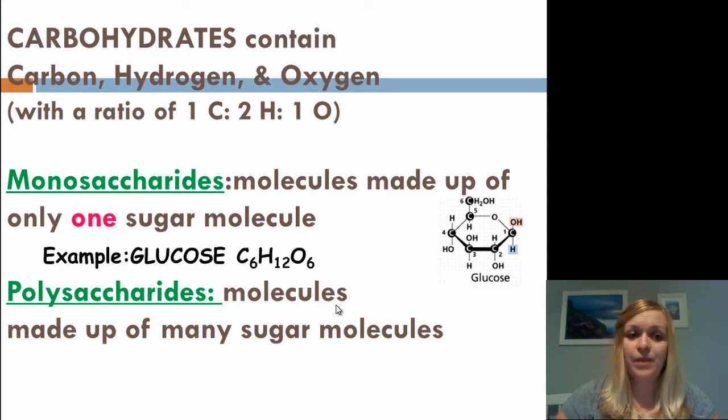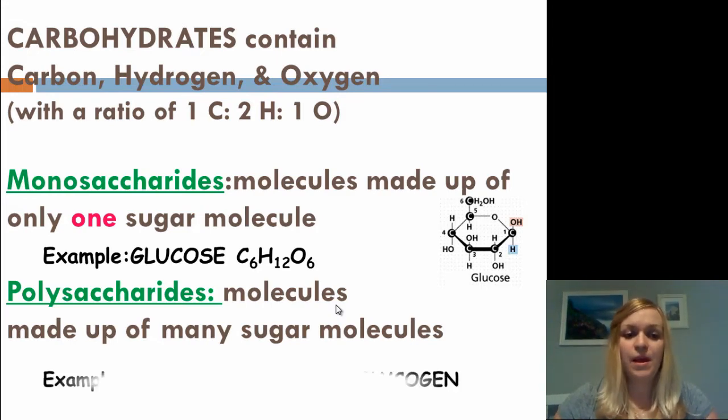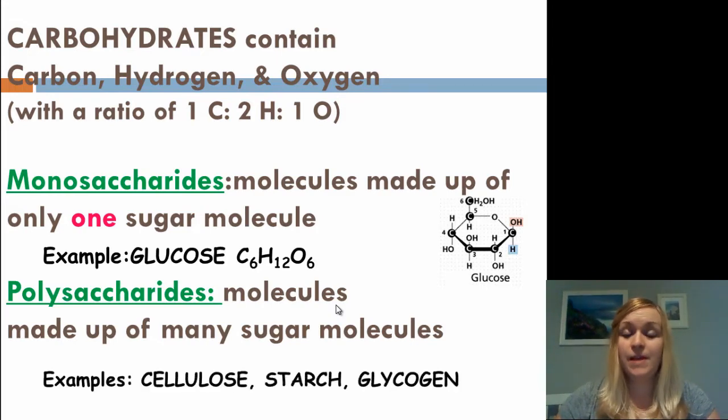The example that I want you guys to know for monosaccharides is glucose, and that's the formula for glucose. And then the examples that I would like you to know for polysaccharides are cellulose, starch, and glycogen, and we're going to talk a little bit about what those are.